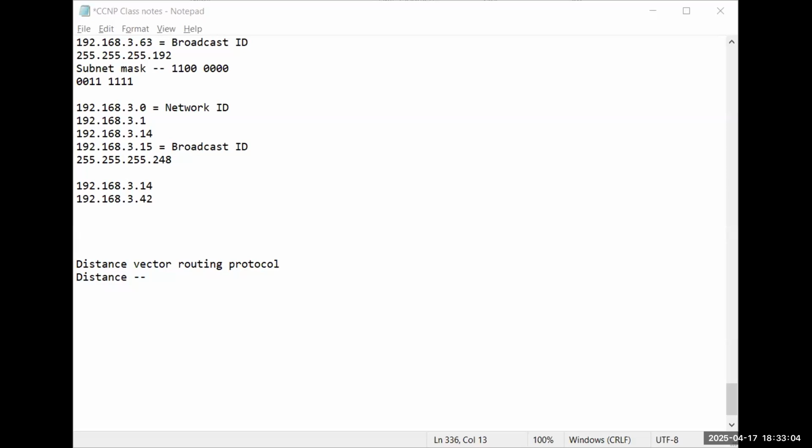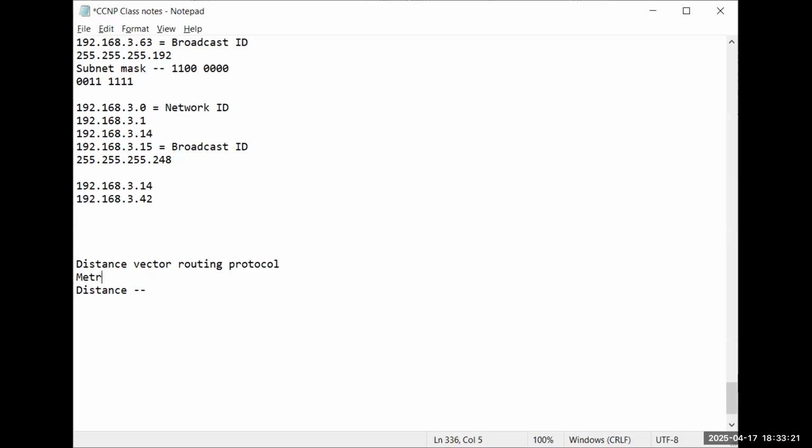So how a routing protocol is... You're saying so fast, I'm unable to write. Sorry? Or else can you type? I'm unable to write. You're telling so fast. So what is metric?